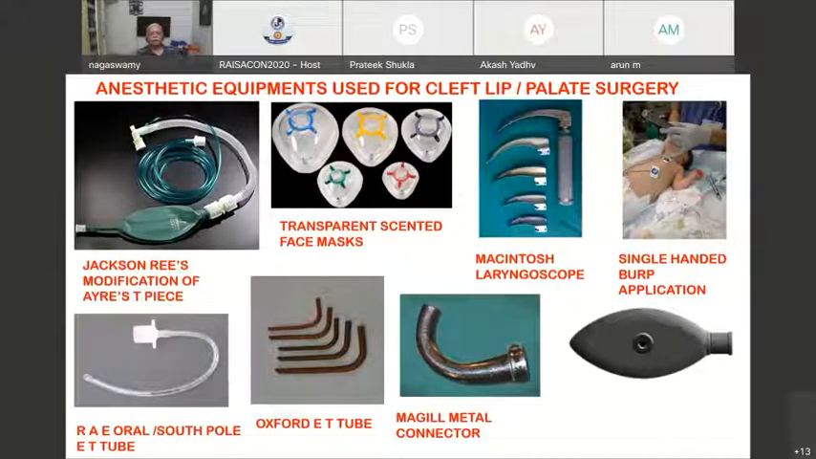Can you identify this bag? Okay, this is called the Kuhn reservoir bag. One of the modifications, instead of having a valve here, somebody thought after all what Jackson-Rees wanted was to avoid any valve. So somebody made a hole in the center so that you can close that and ventilate the baby. Okay, so this is called the Kuhn reservoir bag.